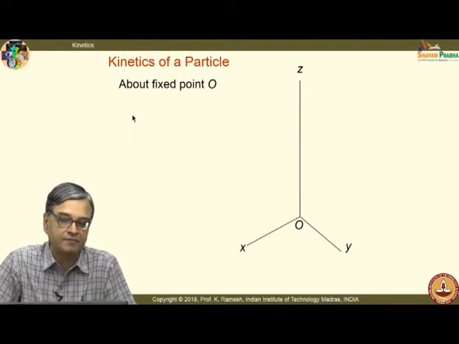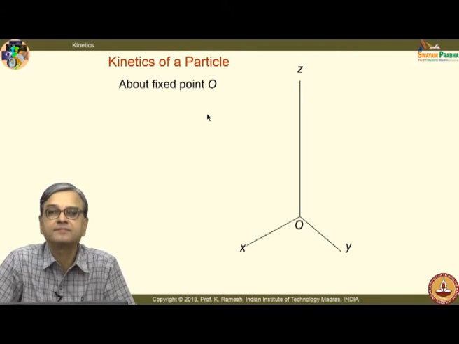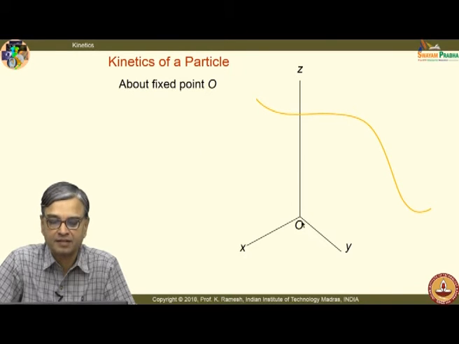Let us move on to our next chapter on plane kinetics. We will start from kinetics of a particle, move on to system of particles, then finally rigid body. And we would view this about a fixed point. I have a fixed frame of reference and an arbitrary path specified like this. I have a particle which is moving along this path.